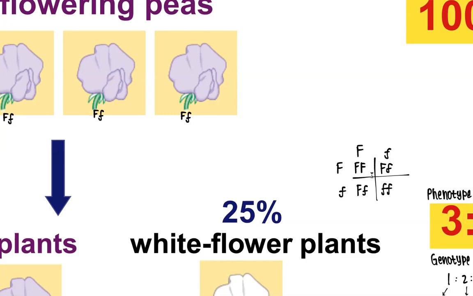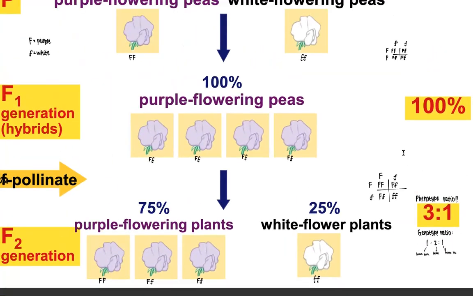So now we can see that out of the 4 offspring, 1 in 4 is homozygous dominant, 1 in 4 is homozygous recessive, 2 in 4 are heterozygous. So it's 25%, 25%, 50%. So that would be the genotype ratio.